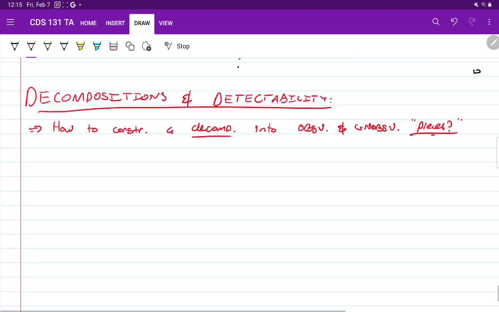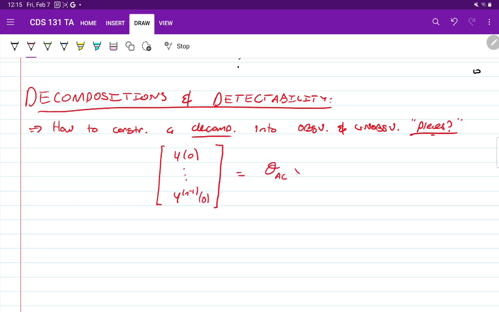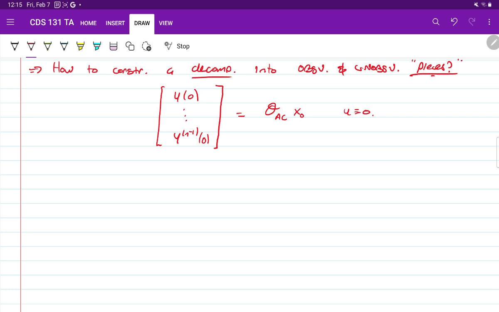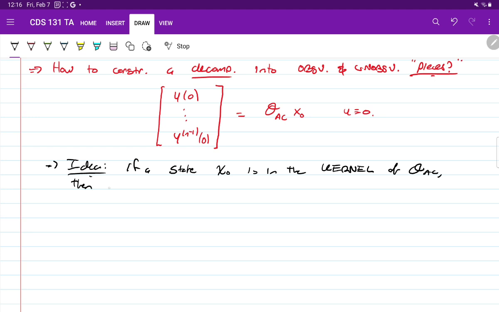In order to figure this out, let's take a look at that equality which we set up earlier. We had (y(0), ..., y_{n-1}(0)) equal to O_{AC} times x_0 when we take the input u to be equal to 0. Here's the basic idea: if a state x_0 is in the kernel, or null space, of O_{AC}, then it's not going to be observable.